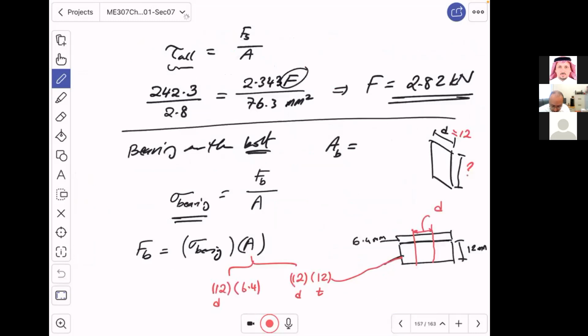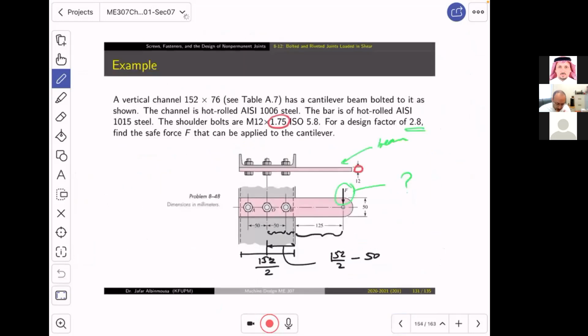to this, ya shabab, okay, what do you see? You see that the beam is like this. Of course, it is circular, okay? Like this, but it has here a height of 50 millimeter and a thickness of how much? It was 12 millimeter.